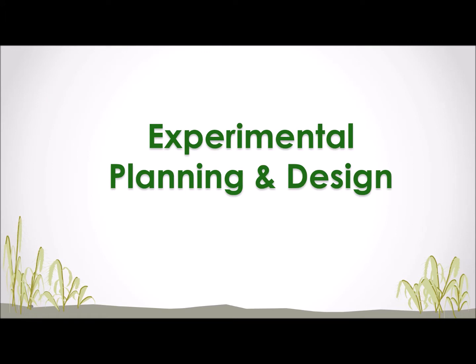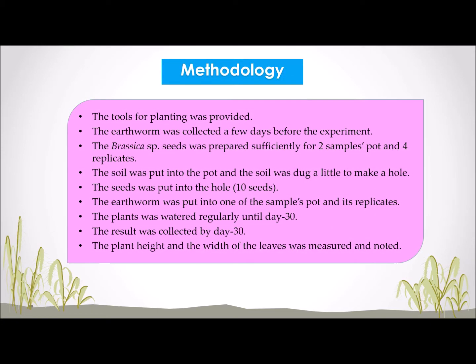Experimental planning and design. Before we start our experiment, planning and designing is a must so that the experiment flow will be smooth. Methodology. The tools for planting were provided. The earthworm was collected a few days before the experiment. Then, the Brassica sp seed was prepared sufficiently for 2 sample pots and 4 replicates.